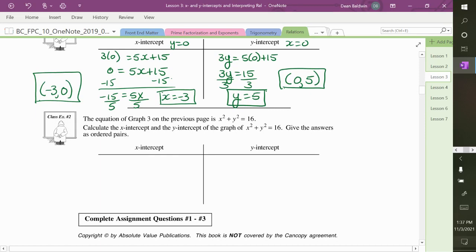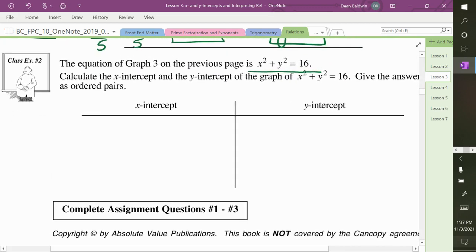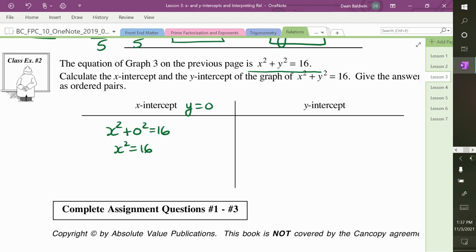All right. Here's a different function. X squared plus y squared is equal to 16. I want to know the x-intercept. What's the value of y? Okay, so put 0 into it. What's 0 squared? 0. How do I get x? What do I do? Square root? You square root both sides. What's my answer?